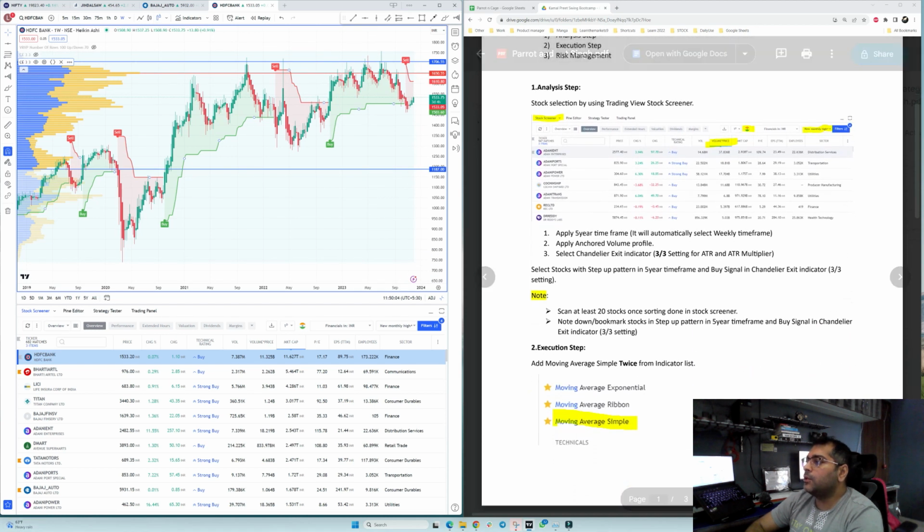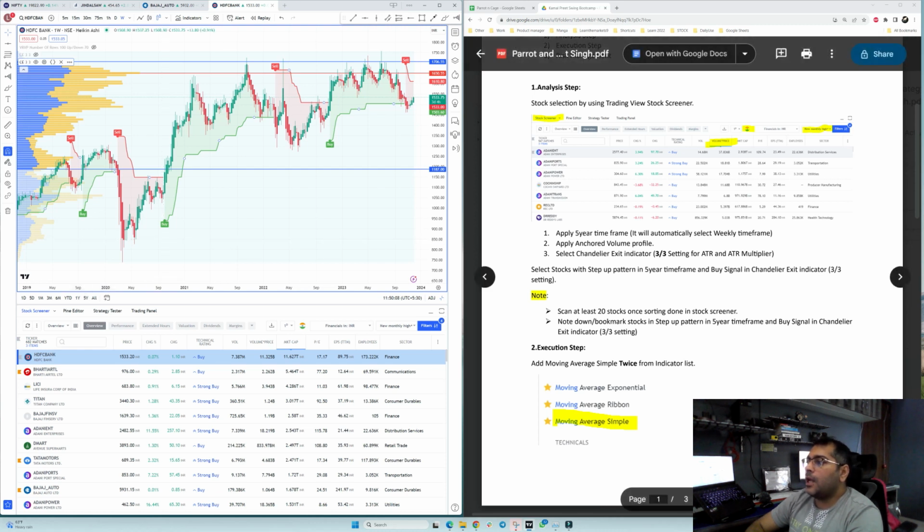I'll just briefly go through it. Apply 5 years time frame, which we did. Apply anchored volume profile, which we did. Select chandelier exit indicator, which we did. Now this is a stock screener like I explained, and now what we need to do is we just need to select individual stocks and note down what are the stocks that fit our criteria.